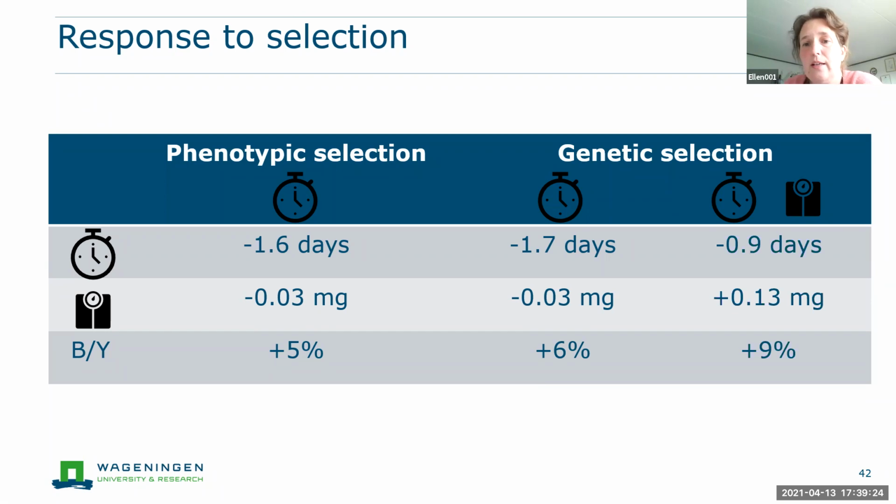And if we have an index of body weight and development time, so if we combine the two traits in the genetic selection, it's called an index, then we can see that we can improve both development time and body weight. And we can increase the body mass per year by 9%.